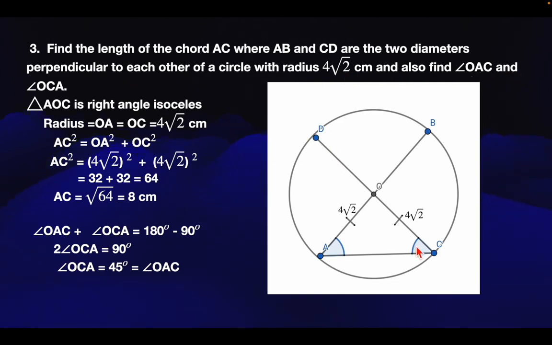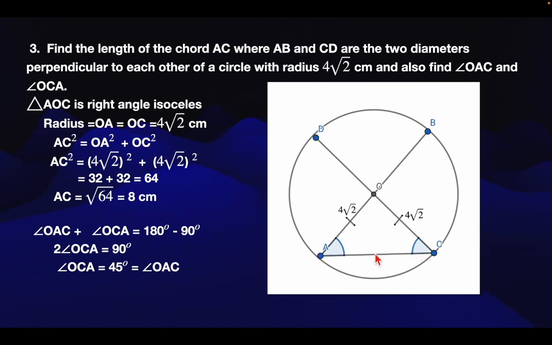So okay, these are the two diameters, and this angle is 90 degree. See, they are perpendicular to each other. So this angle is 90 degree. They have given the radius as 4 root 2. Okay, so we have to find the length of the chord AC. So this is very easy.